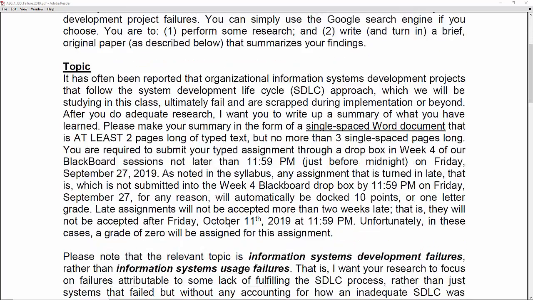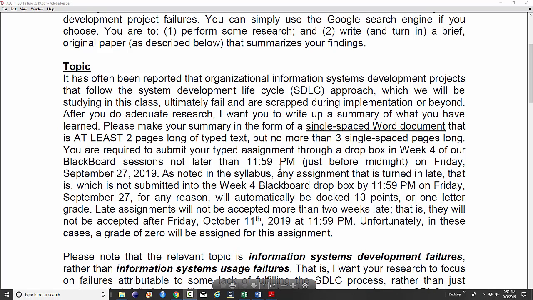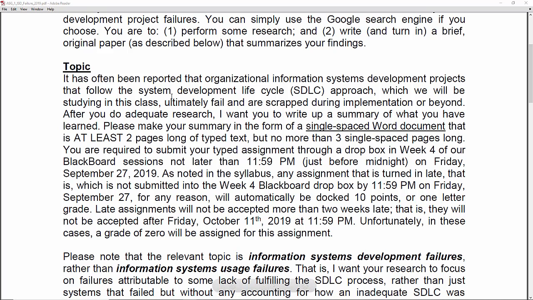Okay, here's the topic. It's often been reported that organizational information systems development projects that follow the SDLC approach, which we'll be studying this semester in class, ultimately fail and are scrapped during implementation or beyond. Approximately 50% of these large-scale development efforts fail, and lots of money and resources are wasted when the systems are scrapped. After you do adequate research, I want you to write up a summary of what you have learned.